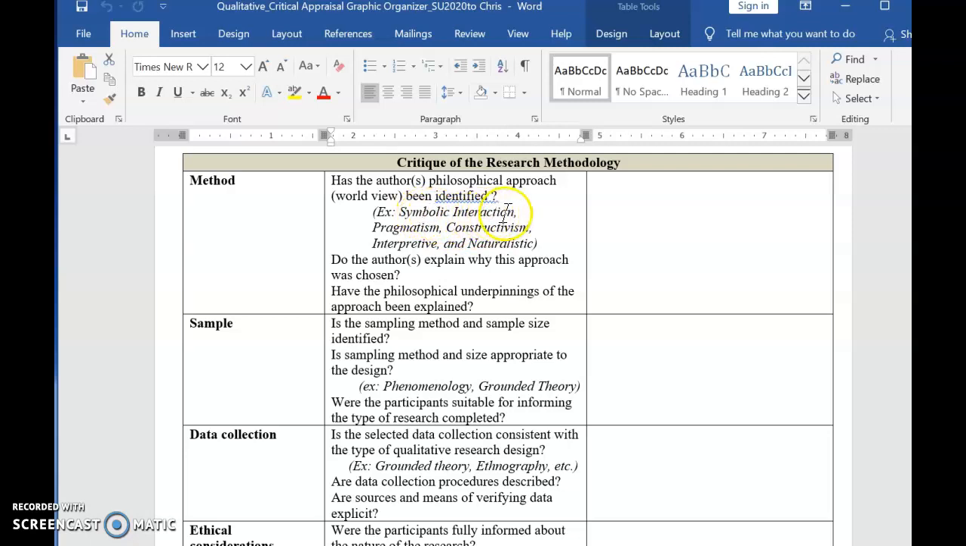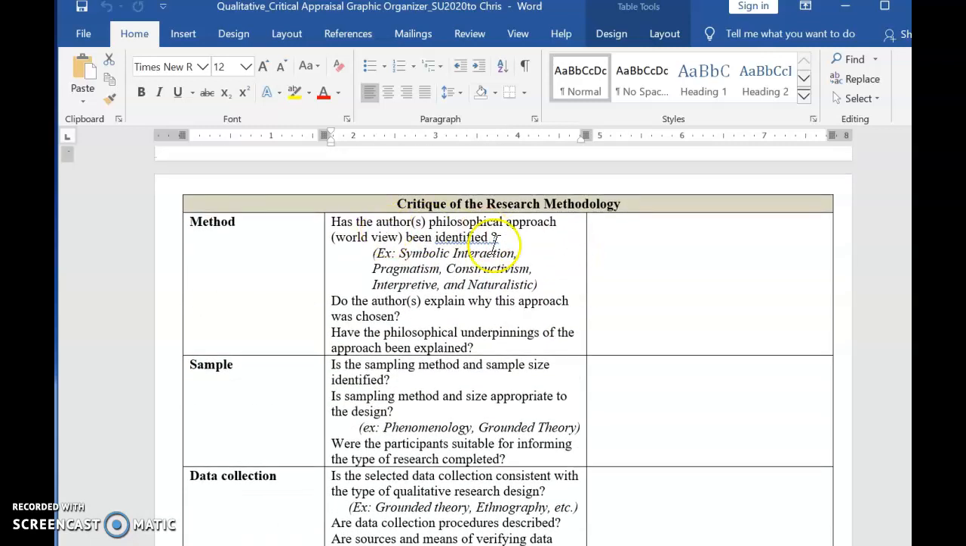We have symbolic interactionism, which is looking at the way people communicate with each other. Pragmaticism is looking at the world in a very pragmatic, utilitarian kind of way. Constructivism, interpretivism are isms. They're all isms here, and so that's what you should be looking for in a philosophy. Then if they do not talk about their philosophical approach, then just say no in this column. No, they did not talk about it. So we want to answer these questions. Did the author explain why the approach was chosen?